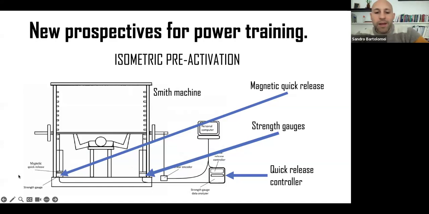So these two elements were able to block the bar and also to register the amount of force that was produced during the isometric contraction. Basically, the individual was asked to push the bar in the bench press, but the bar cannot be moved at the beginning. As soon as a certain amount of isometric force was obtained, the bar was released and the individual was able to complete a concentric contraction, okay?